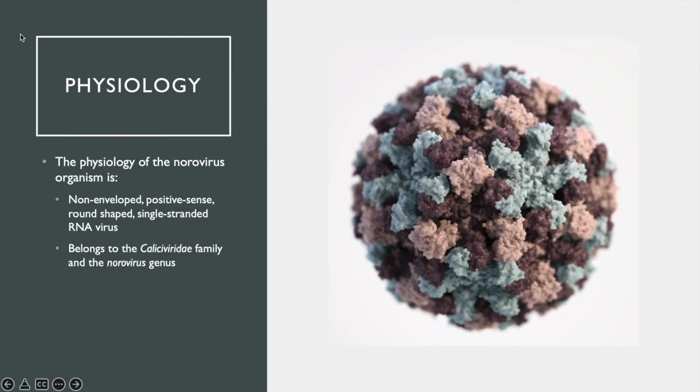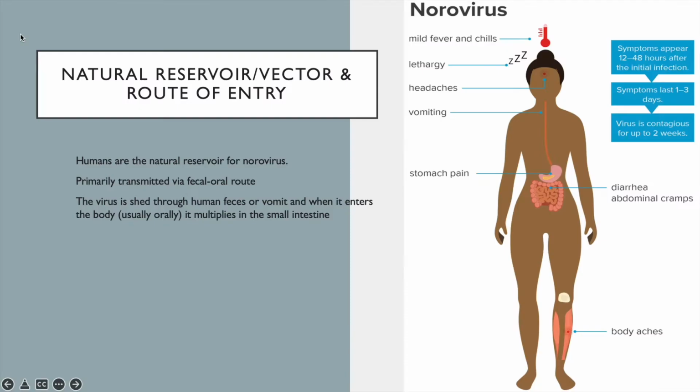So the physiology of the norovirus organism, I have a picture here, but it is a non-enveloped, positive sense, round-shaped, single-stranded RNA virus. This organism belongs to the Caliciviridae family, specifically the norovirus genus, but the Caliciviridae family includes a lot of other stomach issues, but we are just focusing on norovirus in this case.